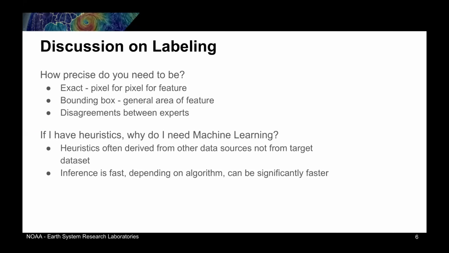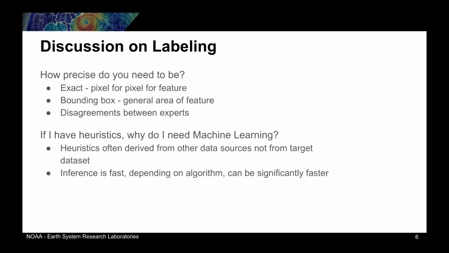So yeah, if I have heuristics, why do I need machine learning? Oftentimes our heuristics are derived from other data sources that are not our target data set. What I mean by this is my group in particular, we're processing a lot of satellite data, but our labels we generate from other data sources. We use it from analysis fields for models. So we have information like pressure and vorticity and winds. Those allow us to create high resolution, better labels that we can then apply to our satellite data.